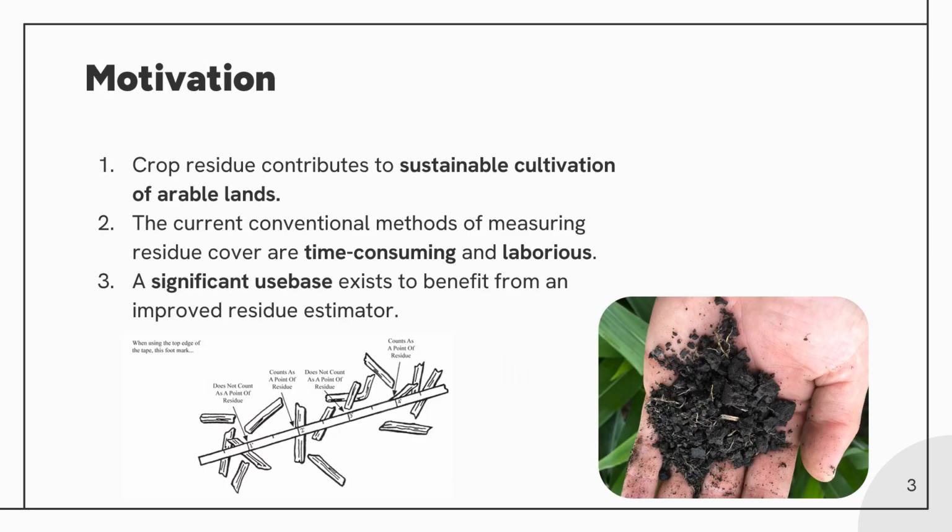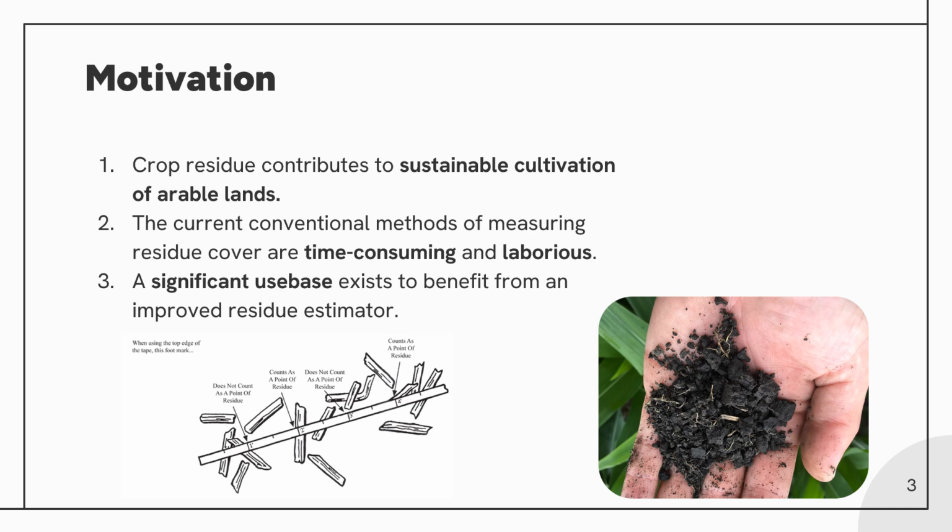So what is crop residue, why is it important, and why is this app relevant? Crop residue refers to the organic material left behind after agricultural processes like harvests. It's important because it offers many benefits like reduced soil erosion, increased soil productivity, and it's also a good indicator of sustainable tillage practices. For this reason, it's important to monitor these crop residue levels.